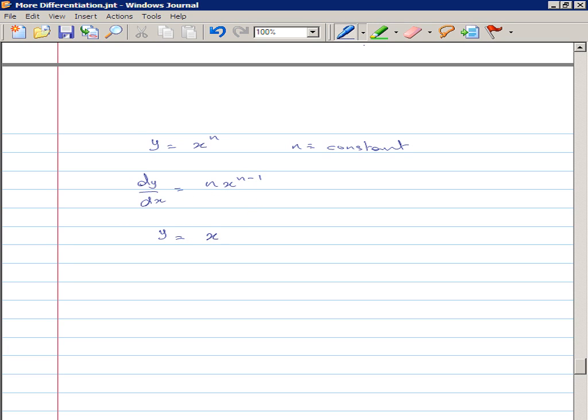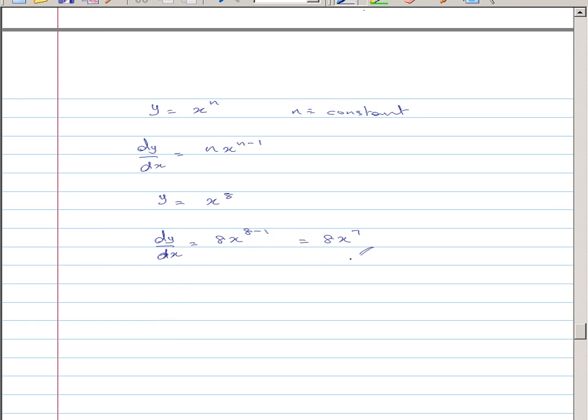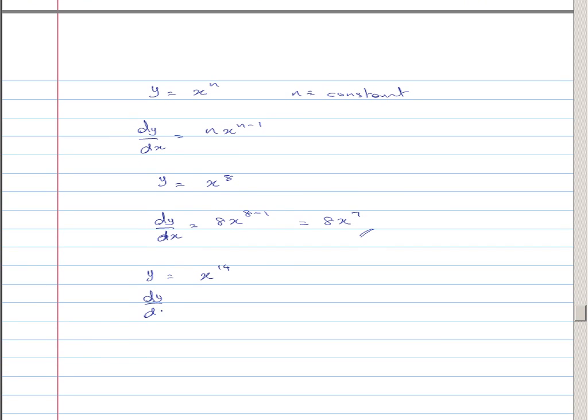So let's say if I'm given y equals x to the power, let's say 8, then dy over dx will be equal to 8 times x to the power 8 minus 1. So n is equal to 8 in this case. So I just bring that power to the front, bring the 8 to the front, and then reduce the power by 1. So this gives 8x to the power 7. Similarly, if I have, let's say, y equals x to the power 14, then dy over dx is equal to 14 times x to the power 14 minus 1. And in this case, I get 14 times x to the power 13. And you can probably imagine that differentiating something like this is quite a trivial case.